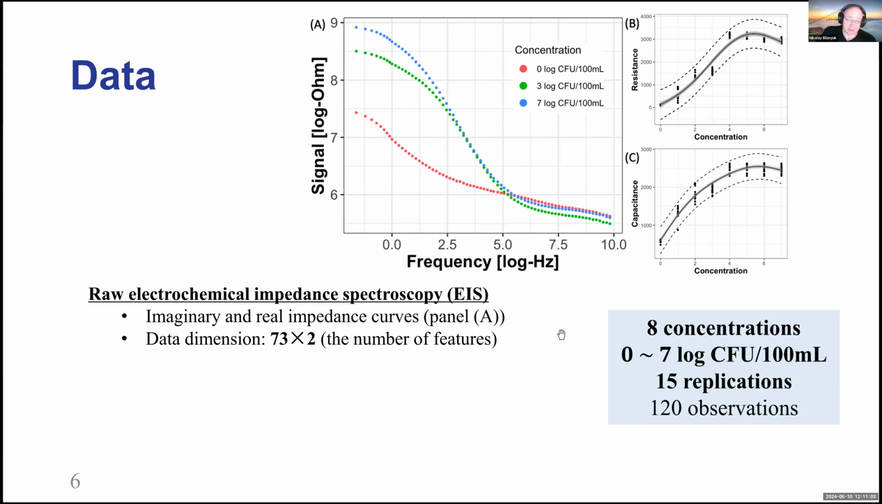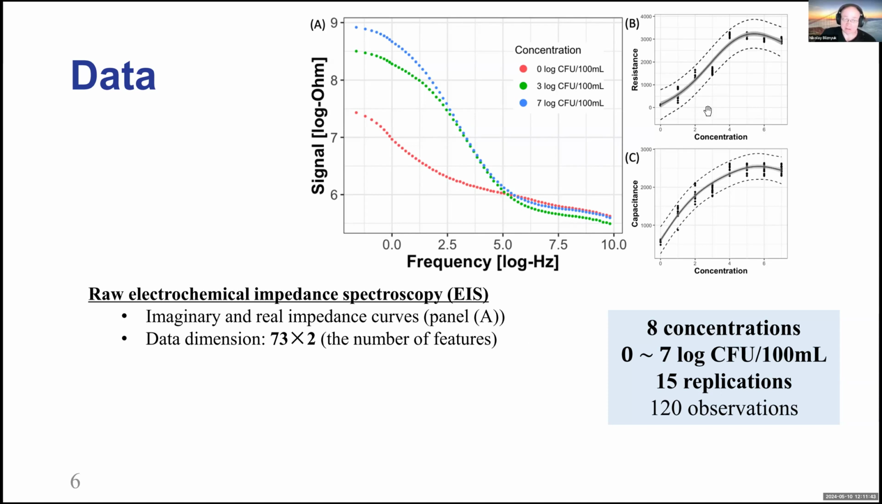So these curves in real life are continuous. However, the instrument gives those values at a discrete grid of frequencies. And one can think of each curve as a vector of length 73. So we have length 73 for real impedance and the same for the imaginary impedance. So that is what the data look like. One can think of this as vectors, or one can think of this as functions. So for this study, we will be thinking of them as vectors of features.